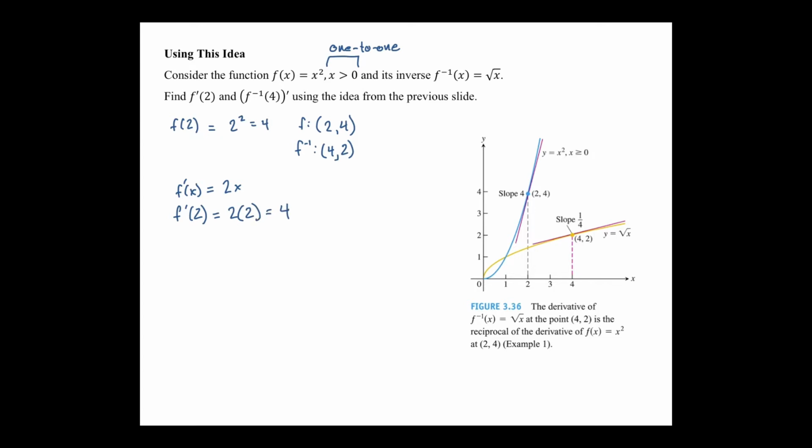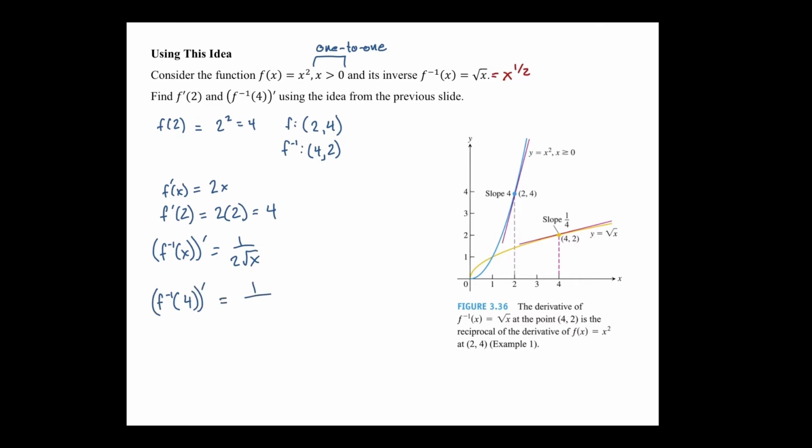And now let's look at the derivative of the inverse function. The derivative of the inverse function is 1 over 2 square root of x. And again, this just comes from the fact that x to the 1/2 is another way to write the square root of x. And notice that we can take f inverse at the corresponding point, which is 4, and plug that into the derivative, and we get 1 over 2 square root of 4, which gives us 1 over 2 times 2, which gives us 1/4.